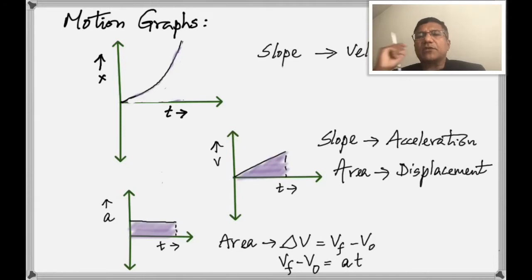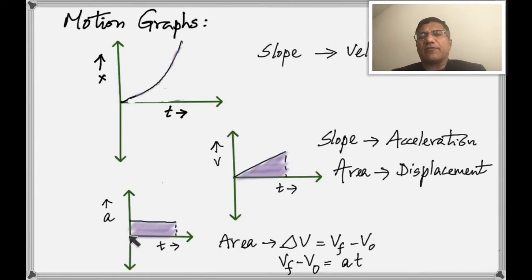So, let me just go down to the velocity time graph. In the velocity time graph, slope gives you acceleration. The greater the slope, the greater the acceleration. If the slope is negative, then that means it has a deceleration. Another important thing is that the area of the velocity time graph, you see the shaded part, gives you the displacement. Very important. Area of the velocity time graph gives you displacement.